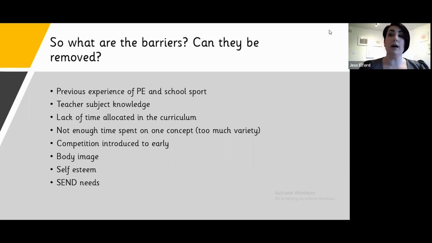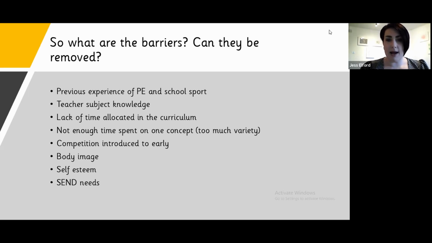So for example, as I'm quite confident to model doing a forward roll, I've got other peers and colleagues that actually are not confident to model a forward roll when teaching. However, there are children in the class that know how to do that particular skill. So they will model whilst the teacher talks through the key points and the key knowledge that the child needs to do in order to be successful.